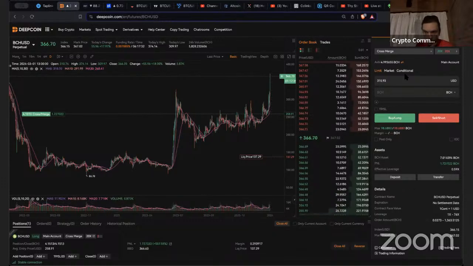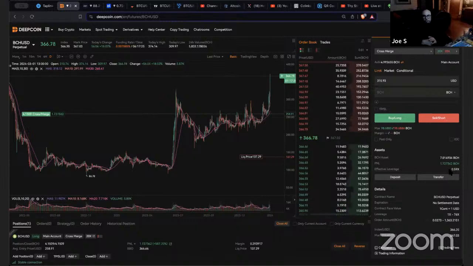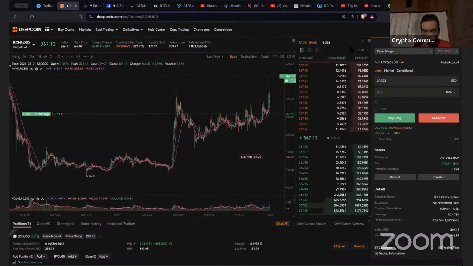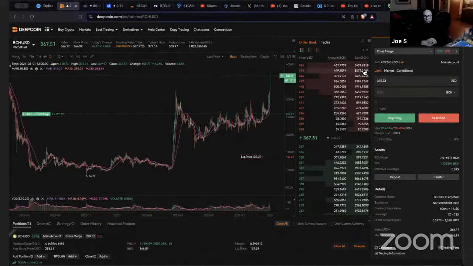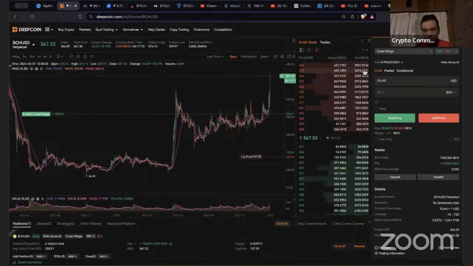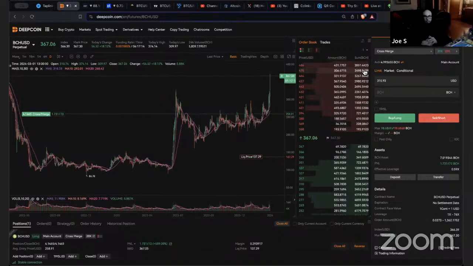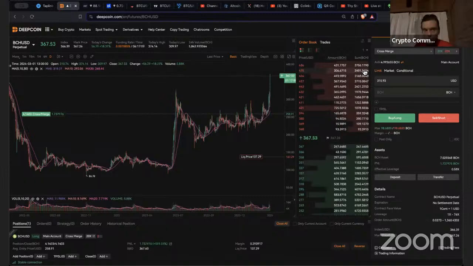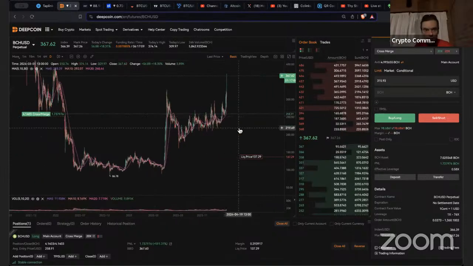Change the order book aggregation. At order book aggregation 10. Yeah, I just want only one. That's just how it goes. A lot of overhead resistance. It's a super low leverage long, 0.5x. Should I keep it until $600 or so?